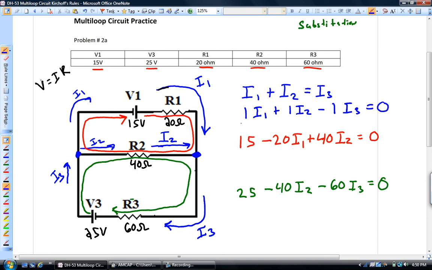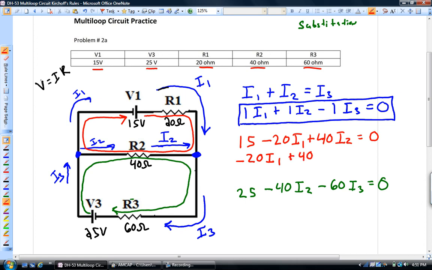Now at this point you may not know why I'm doing this, but I'm hoping that you follow. Similarly, for the red one, for loop 1, I can rearrange these as minus 20 I1 plus 40 I2 plus, well, there is no I3 term, but I'm going to explicitly write 0 I3 equals, and now I'm going to bring this 15 over here. That's going to have to be minus 15 when I bring it over.